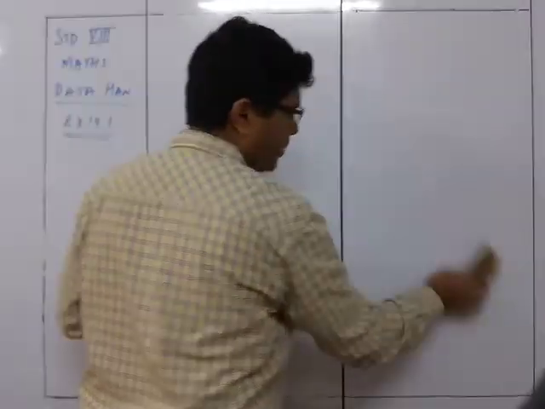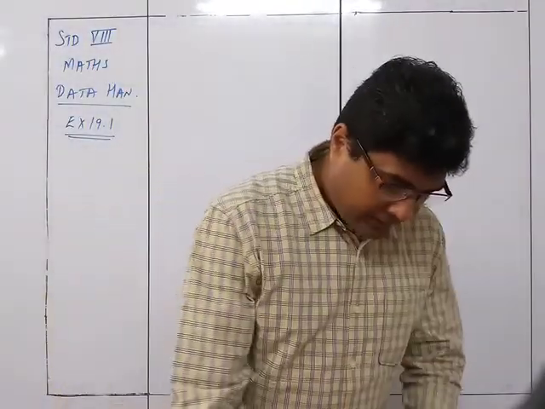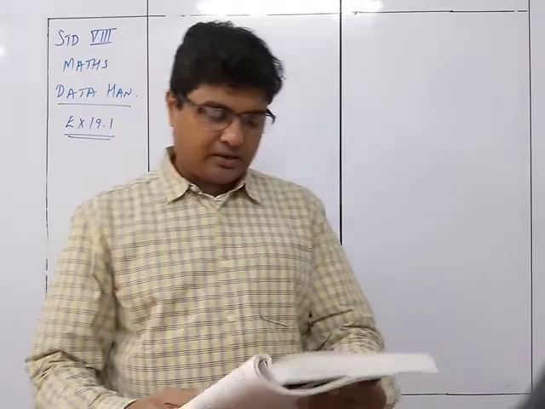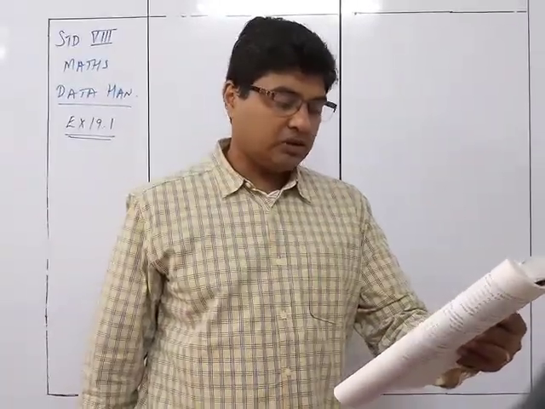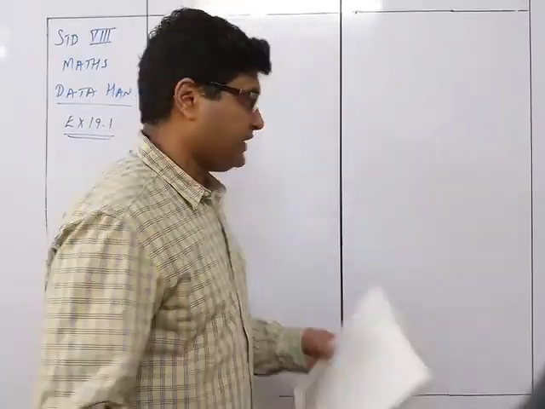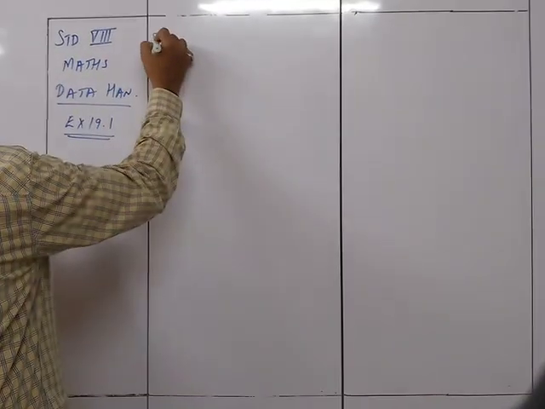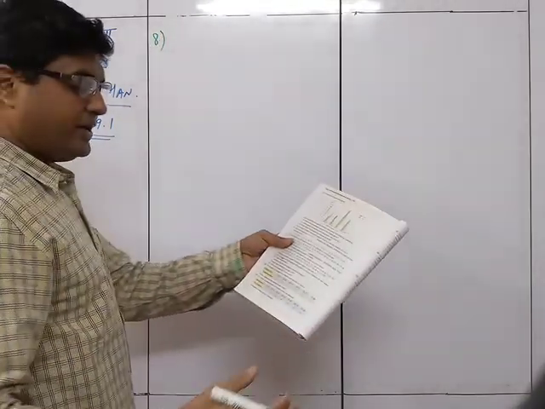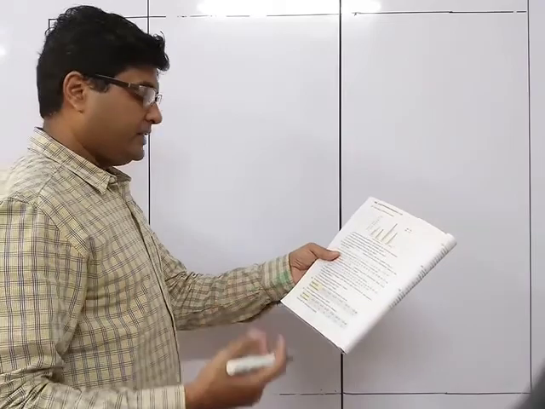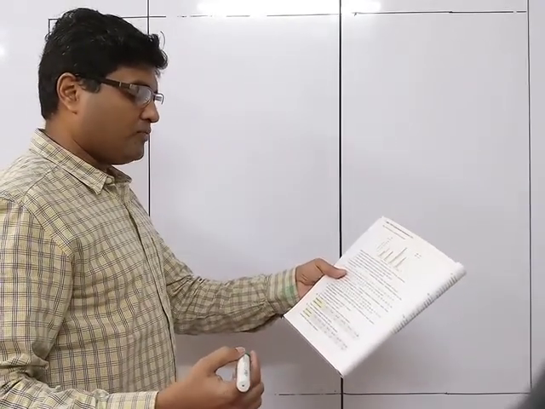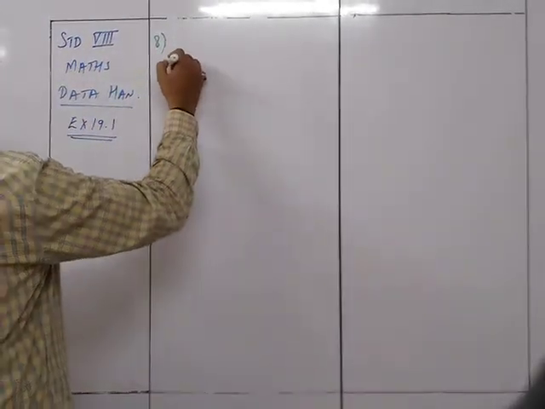Okay, so we move on to question number 8. The weights of 29 patients in a hospital were recorded as follows. You need to draw the histogram for the same. They have already given the data, so I need not write the data. I just need to draw the histogram for it. So the histogram will be this way.